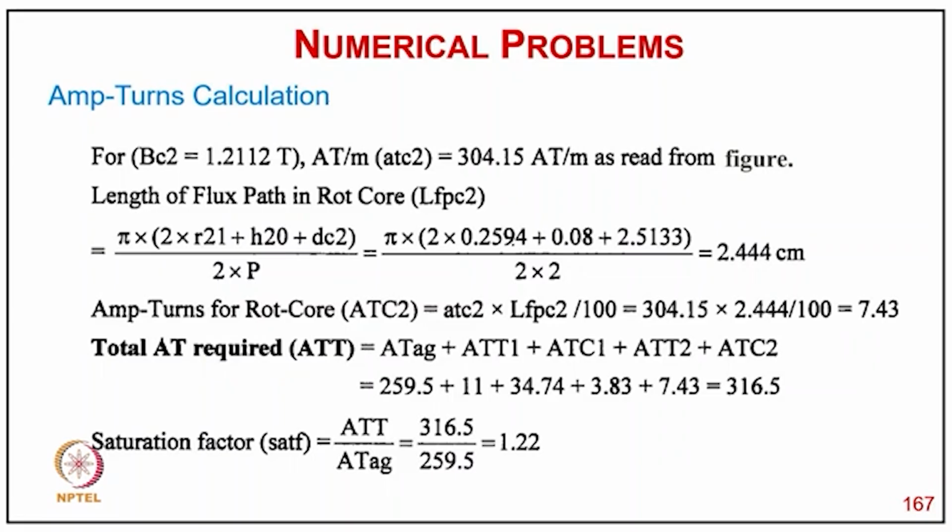It comes to 7.4243 ampere. So the total ampere turns required is ATG plus ATT1 plus ATC1 plus AT2 plus ATC2, so it comes to 316.5 ampere, and the saturation factor, ATT upon ATG, is calculated as 1.22.